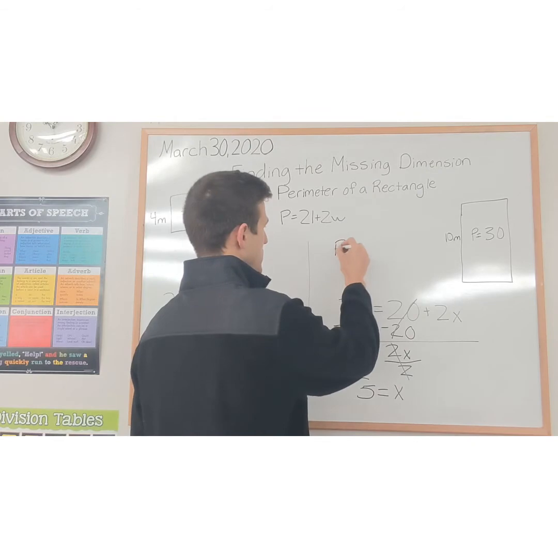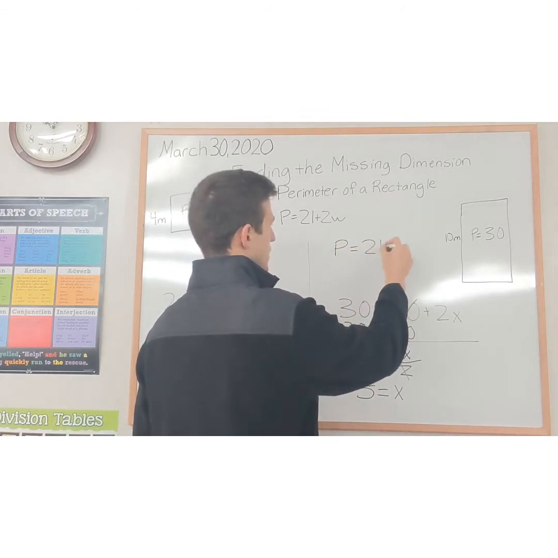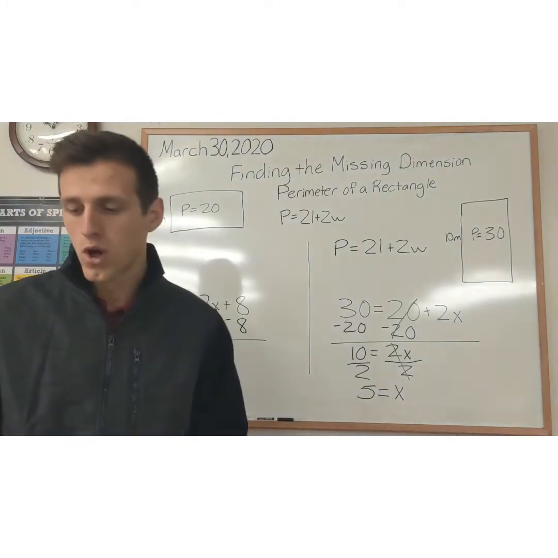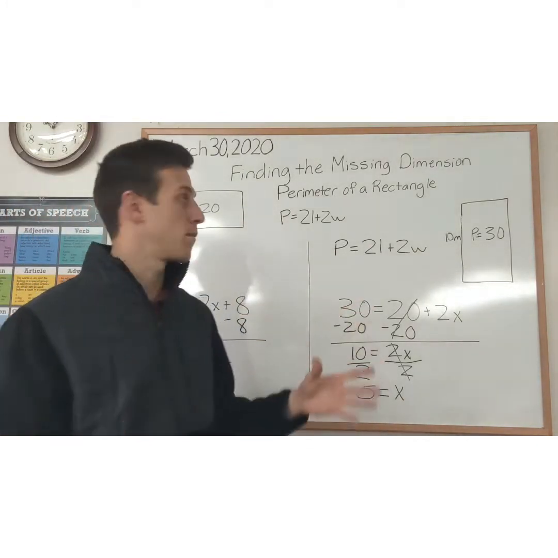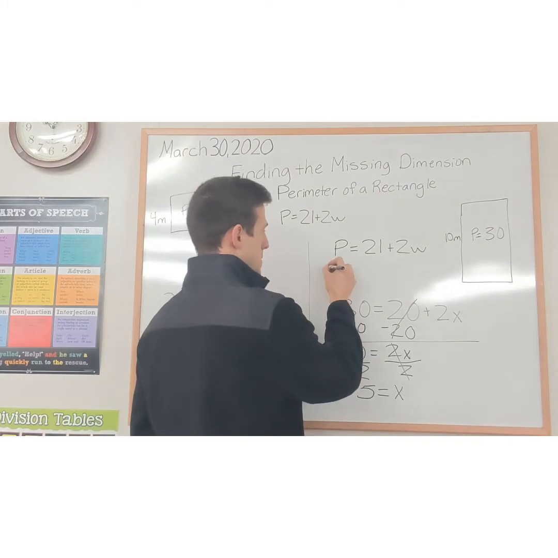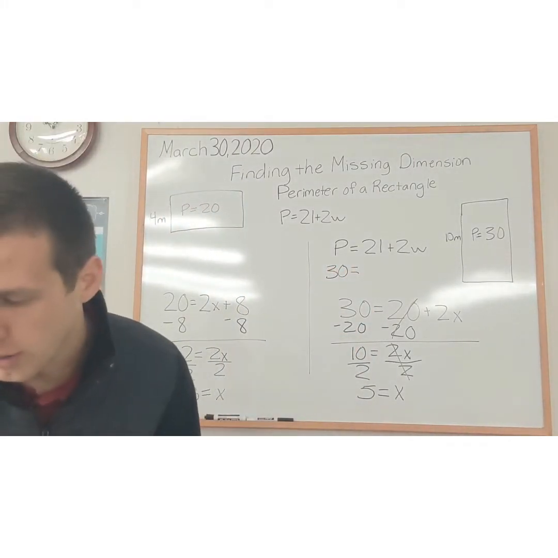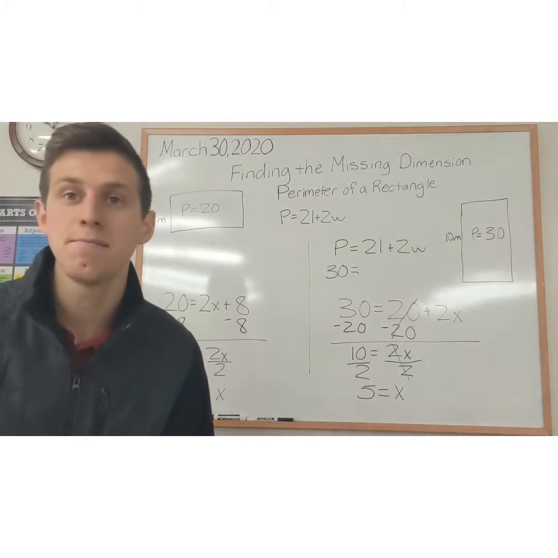So we have P equals 2 times our length plus 2 times our width, all right? And we're going to fill in what we know. We know that our perimeter, the whole perimeter, is 30. So we have 30 equals, and we know it says it's 10 meters long.